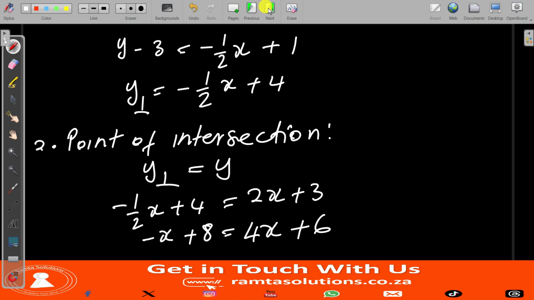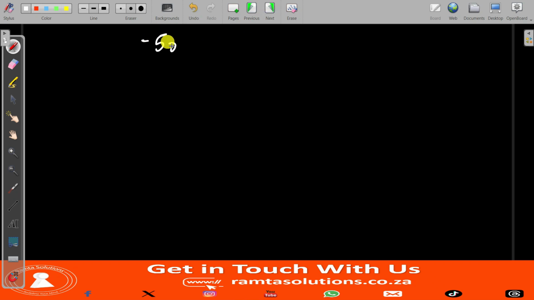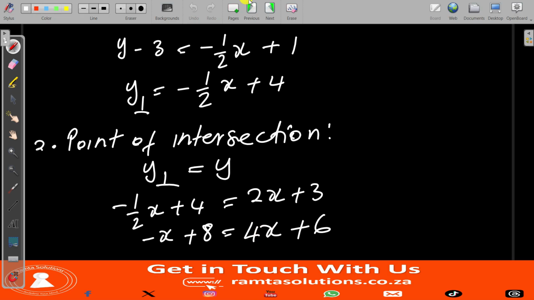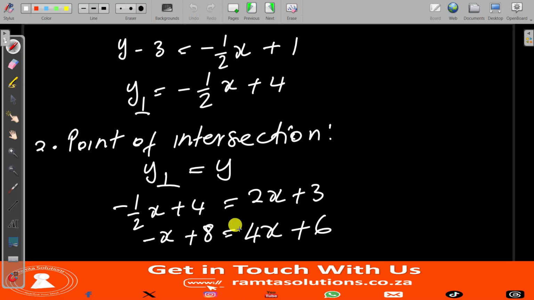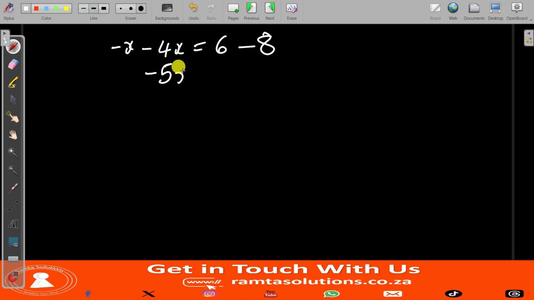Okay, so minus x minus 4x will be 6 minus 8. Is it better? 6 minus 8, isn't it? Perfect. So we have minus 5x equals minus 2. Therefore, x equals 2 over 5. Isn't it? X equals 2 over 5.